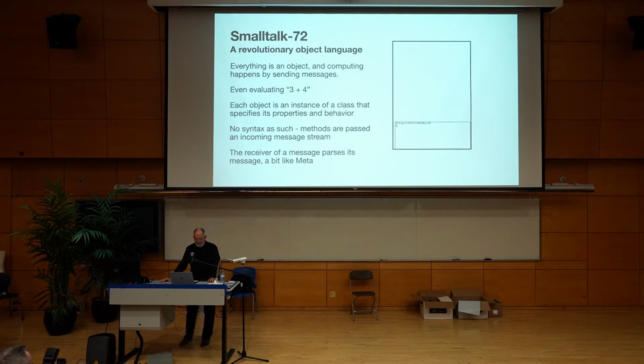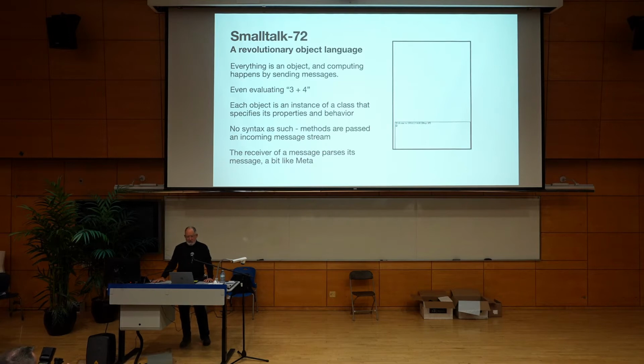And so what about Smalltalk 72? It is true in that system, everything is an object. And computing happens by sending messages. What? You mean 3 plus 4? Yes. And that was so unthinkable at that time. You know, how can you actually compute that way?